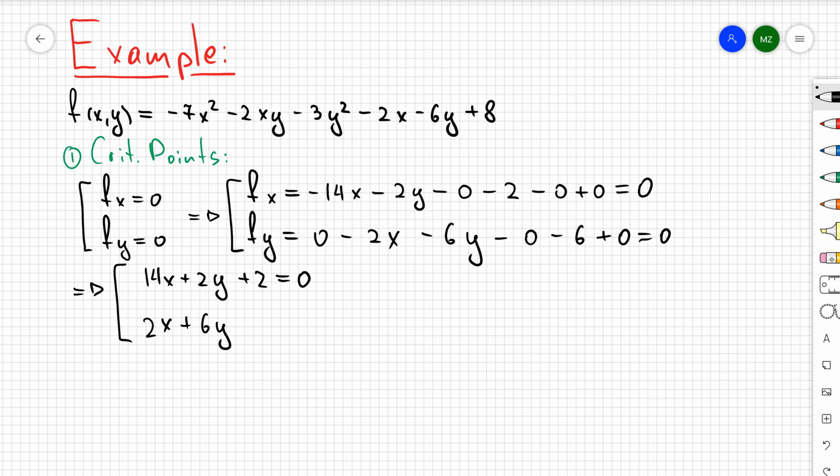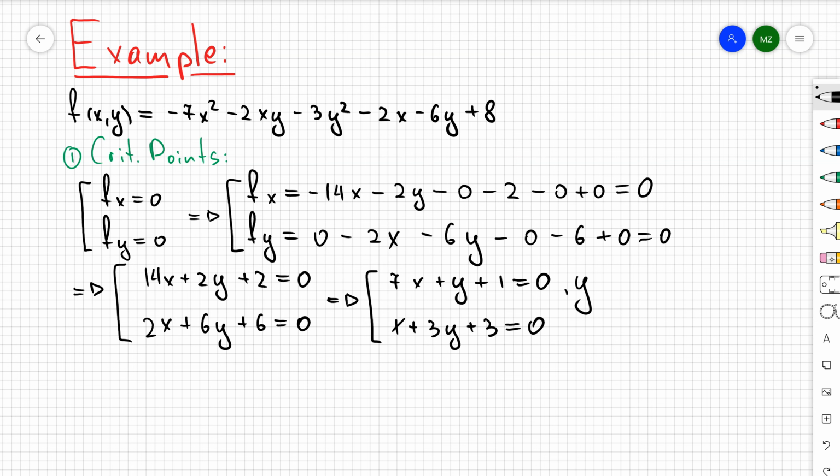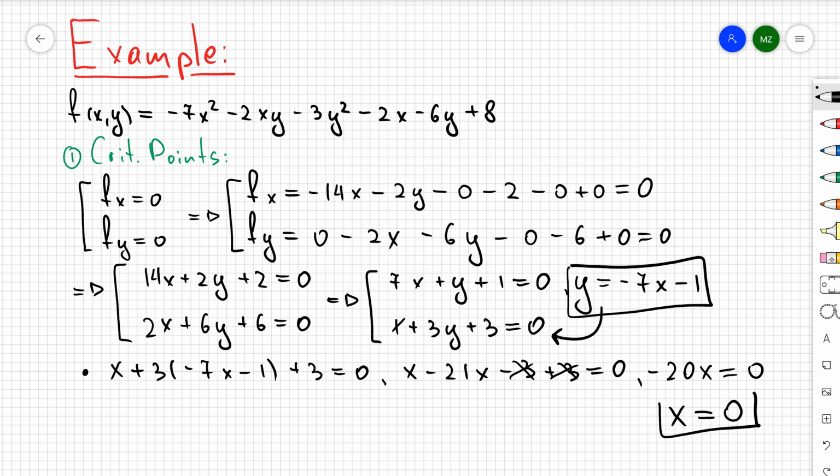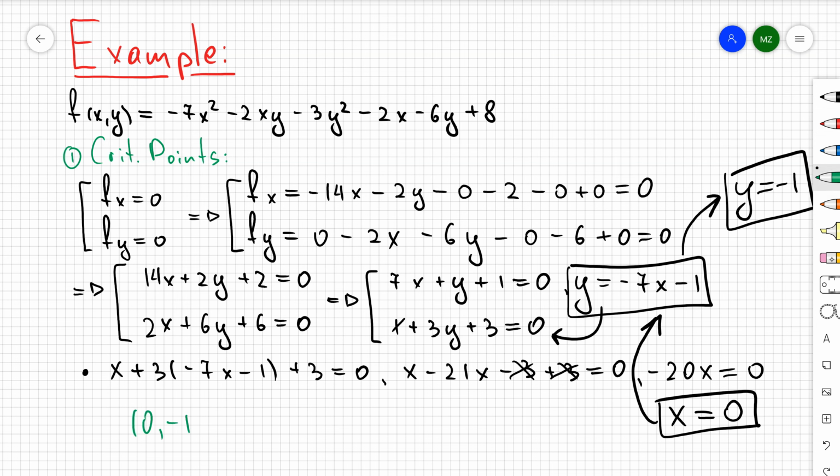You can see if I do that, I'm going to obtain 14x plus 2y plus 2 is equal to 0, and 2x plus 6y plus 6 is equal to 0, or in other words, 7x plus y plus 1 is equal to 0, but then I can solve for y. So y is going to be equal to -7x minus 1, and then I'm going to take that y and plug it into the second equation. So what I'm going to obtain after that is that -20x is equal to 0, so x is equal to 0. And if I plug that x back into my y, then I will figure out that y is equal to -1. So (0, -1) is going to be a unique critical point.